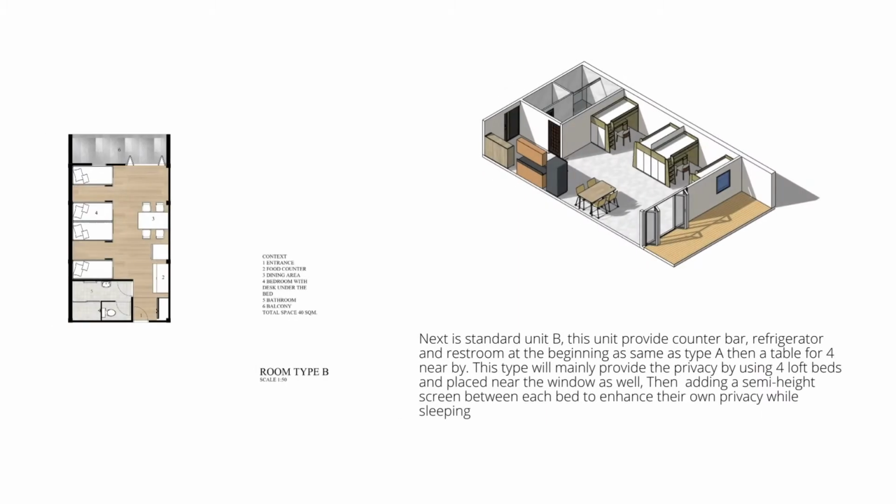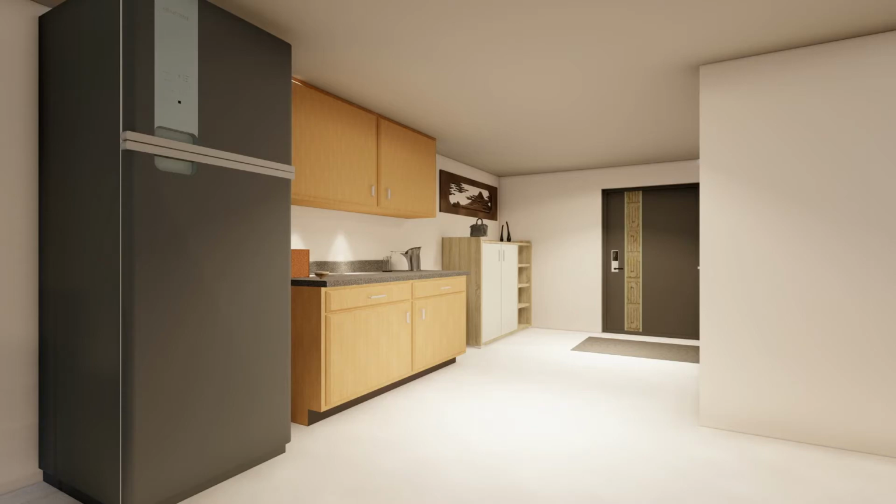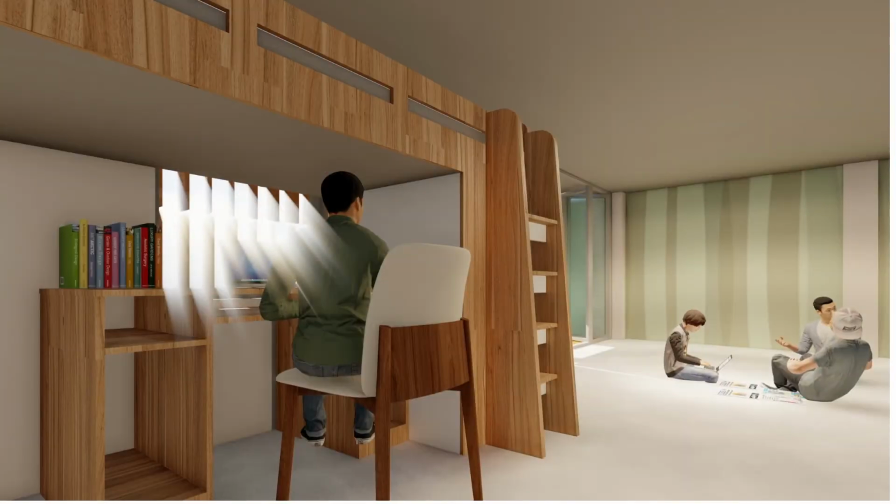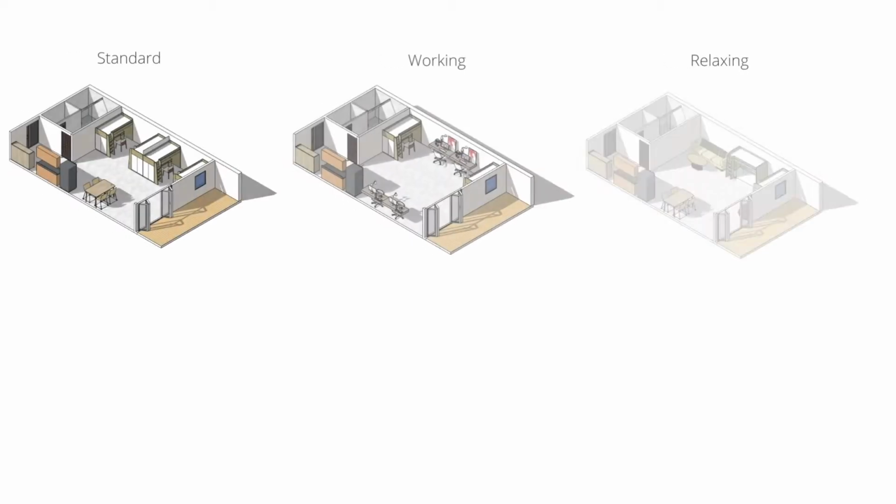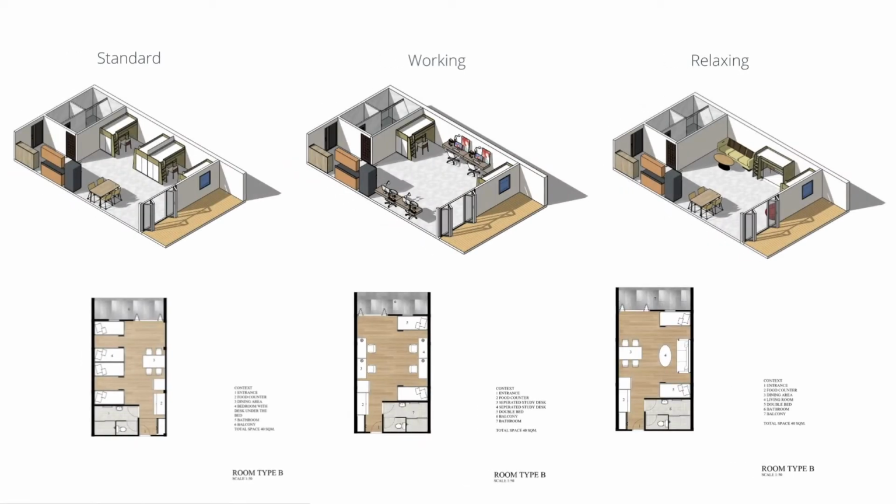Next, standard unit B has the counter, refrigerator and restroom at the beginning, the same as type A, then a table for 4 nearby. This type mainly obtains privacy by using 4 loft beds located near the window as well, then adding a semi-height screen between each bed to enhance privacy while sleeping. And the 2 additional optional design placements show the concept of flexible furnishing, considering residents who want a working or relaxing space.